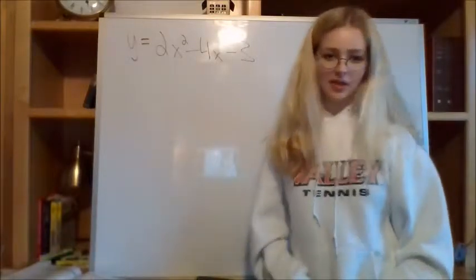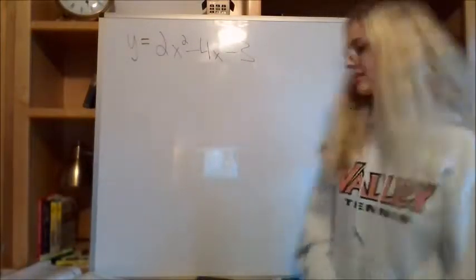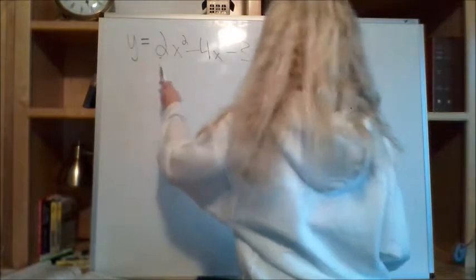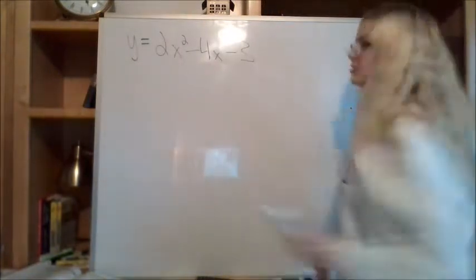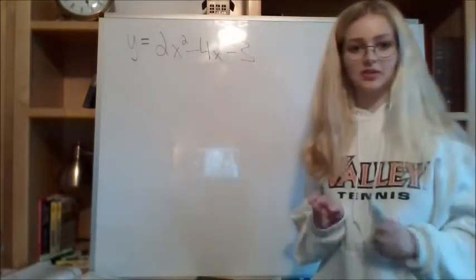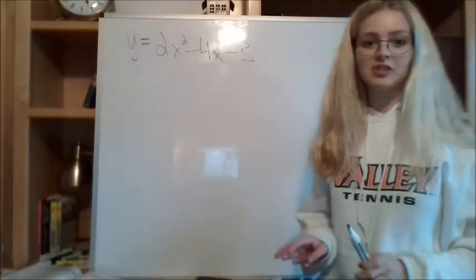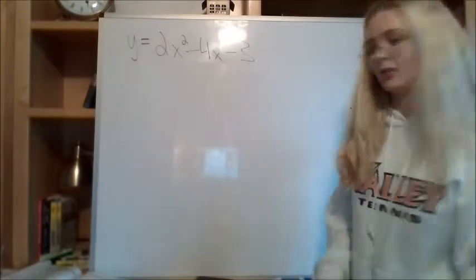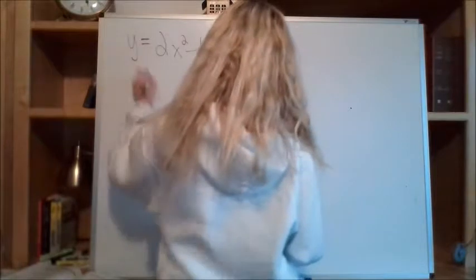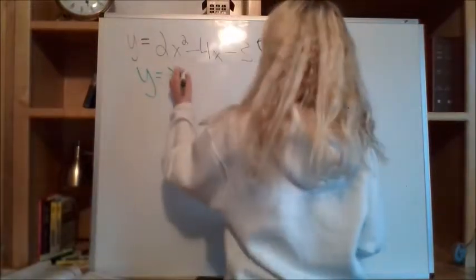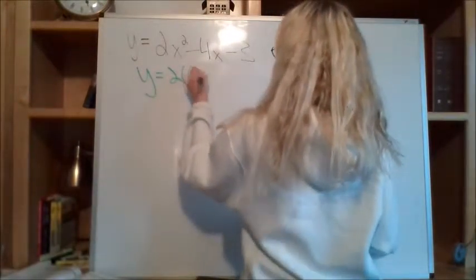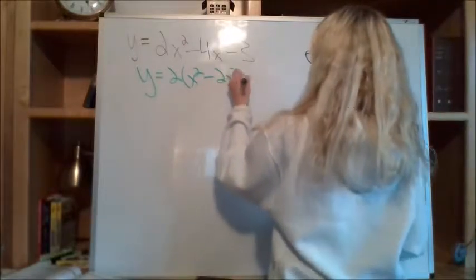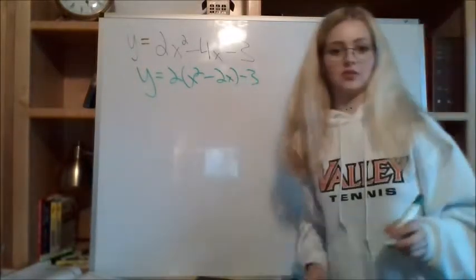Hi, today we want to talk about parabolic transformations. So as we can see here, we have y equals 2x squared minus 4x minus 3. And so first we want to put this into vertex form because it's much easier to see what I'm talking about in vertex form. So y equals 2 times the quantity x squared minus 2x minus 3. All I've done is taken out the 2 out front.